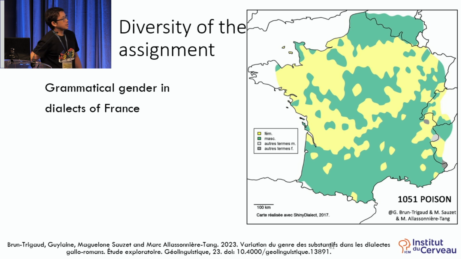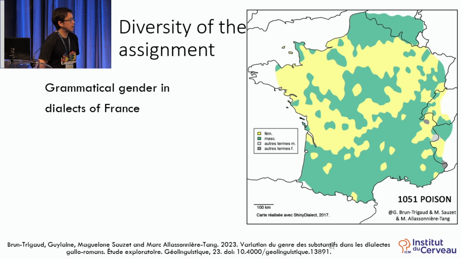We can also look at the diversity of the assignment. Generally speaking, when we look at languages like French or Spanish that have a grammatical gender, people tend to say, well, table, let's say in French, is feminine, and that's it. It doesn't change, doesn't vary. Everybody agrees on that. If you do some digging into data, for example, in dialects spoken in France, you do see quite a lot of variety there.